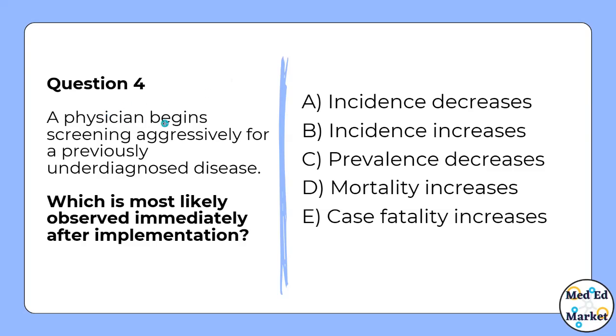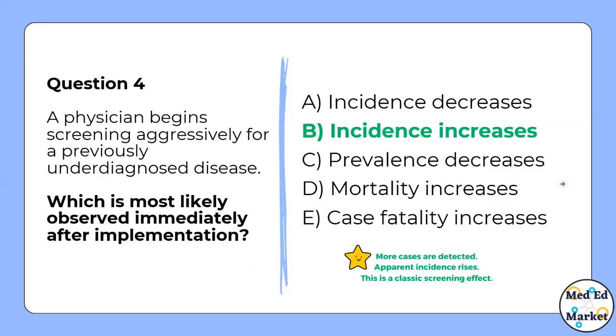Question number 4. A physician begins screening aggressively for a previously underdiagnosed disease. Which is most likely observed immediately after implementation? Our answer here is B, incidence increases. Now, this means that we are screening more patients and more patients are being diagnosed when before we had maybe a poor test that wasn't screening them properly and diagnosing patients properly. So more cases are being detected. Therefore, the total number of new cases or the incidence is rising and increasing. So just because we come up with a better screening test, that is going to increase our incidence.